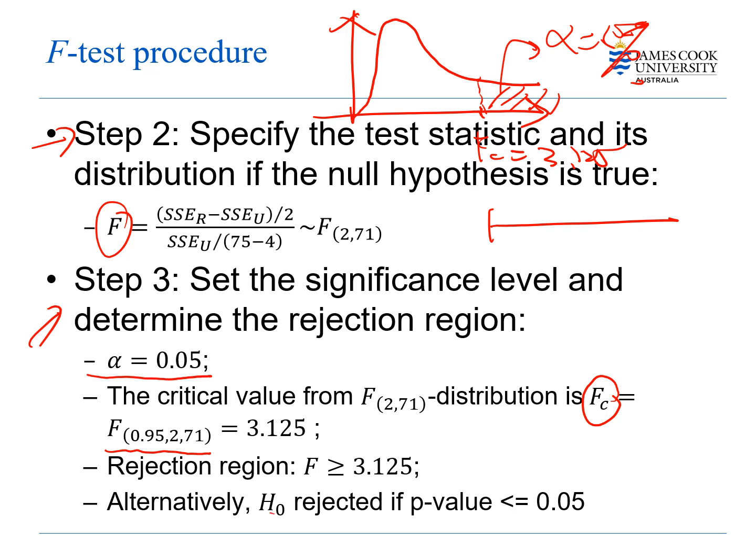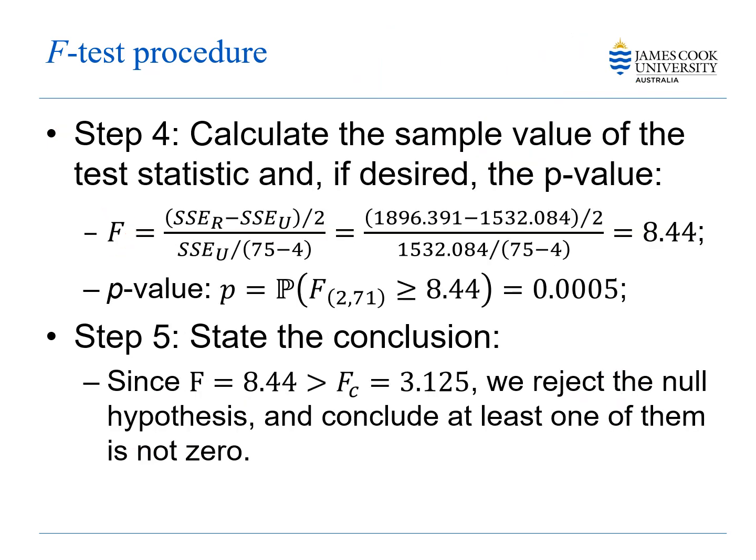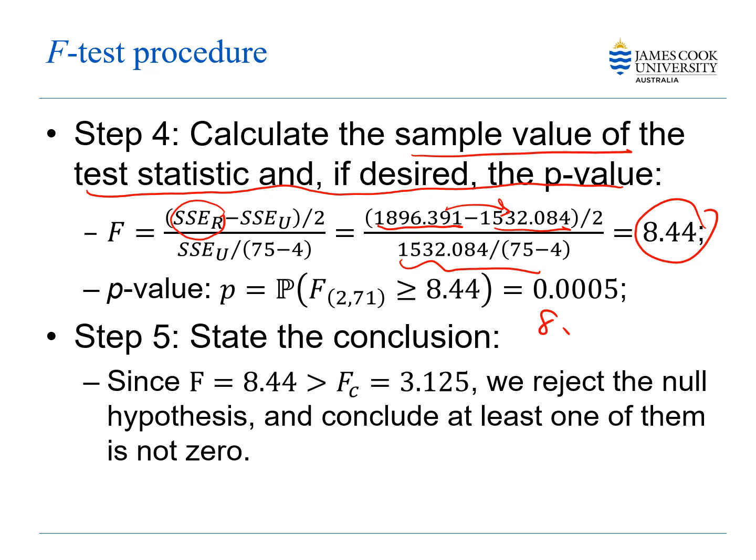We can also look at the p-value. Step 4: calculate the sample value of the test statistic and, if desired, the associated p-value. We first estimate the restricted model, predict residuals, square them, and sum them up, and we get this value. Then for the unrestricted, full model, we predict residuals, square them, and sum them up, and we get this. Take the difference and divide by 2. Similarly for the denominator. We get 8.44, which is bigger than the critical value of 3.125. Then we can state the conclusion. We reject the null hypothesis and conclude, at least at the 5% level, that at least one of them is not 0. That's the procedure we want to follow in doing F-tests.